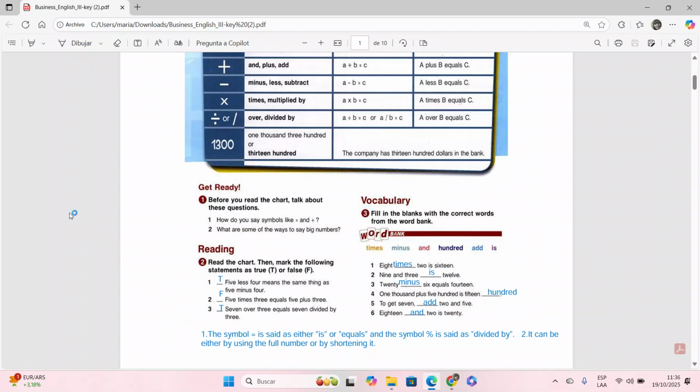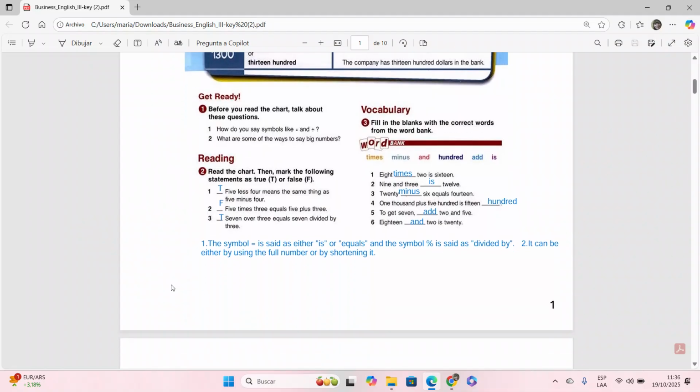1. How do you say symbols? The symbol = is said as either "is" or "equals", and the symbol ÷ is said as "divided by". 2. What are some of the ways to say big numbers? It can be either by using the full number or by shortening it.